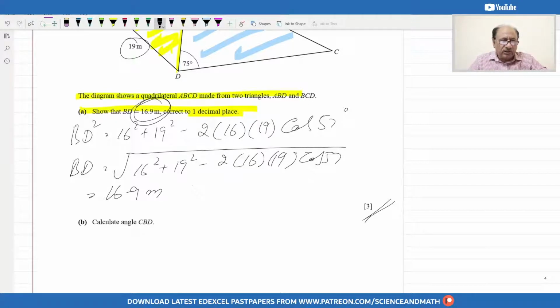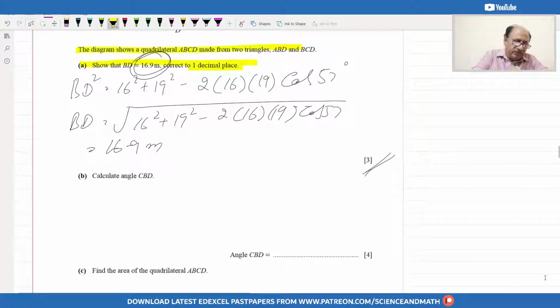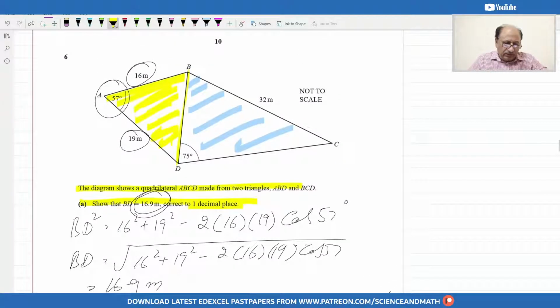So that is a 3 marks question. Similarly, calculate angle CBD. CBD angle is this one. So we need to find this angle. Now we have this side which is 16.9, which is BD. Now we can use sine rule and find this angle first, and this angle 75 is already provided, so we can figure out the third angle of the triangle. So we will try to find this C first.